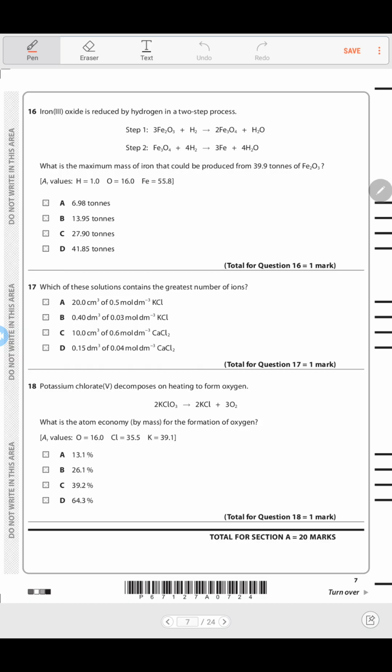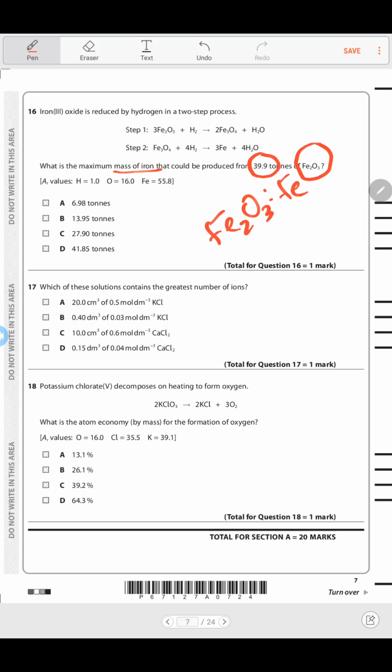Iron(III) oxide is reduced by hydrogen in 2 steps. They are giving us the reactions. What is the maximum mass of iron that could be produced from 39.9 tons of Fe2O3? First of all, I need to get the molar ratio between Fe2O3 and Fe. They ask us to calculate, taking this amount of Fe2O3, how much Fe forms, the mass of iron.